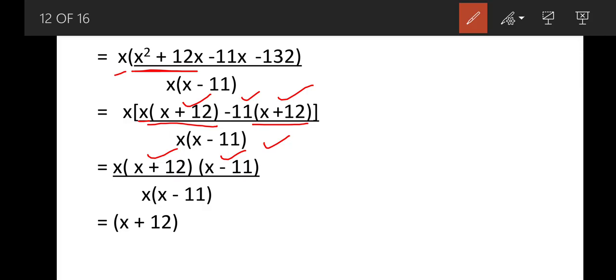Now after this step, what are we supposed to do? We need to cancel out the common factor. So x minus 11 will get cancelled out. This x will get cancelled out and your answer will be x plus 12. So the correct answer is x plus 12.